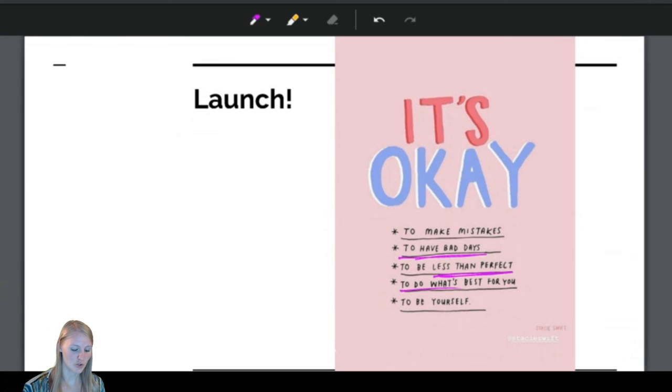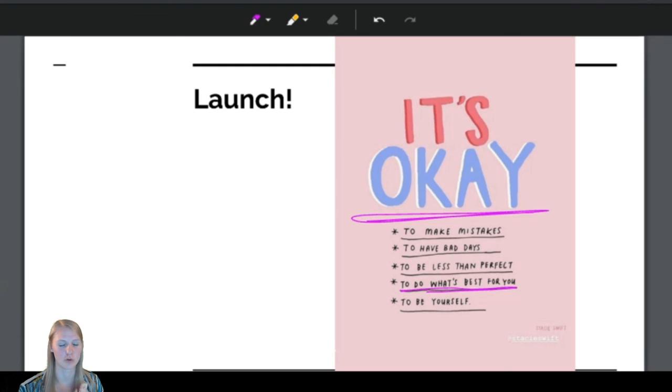It is okay to do what's best for you. You might feel guilty, like maybe you have to cut a friend out of your life. Maybe that friend isn't good for you and you have to say, sorry, I don't want to be your friend anymore. If that's what's best for you, it's okay. You're not a jerk about it. You're not like, hey, you suck, I don't want to be friends anymore. No, you don't do it like that. But if you kindly say, I can't be your friend anymore, that's okay. It is okay to do what's best for you.